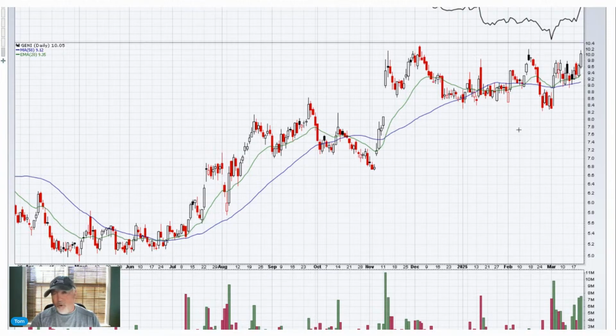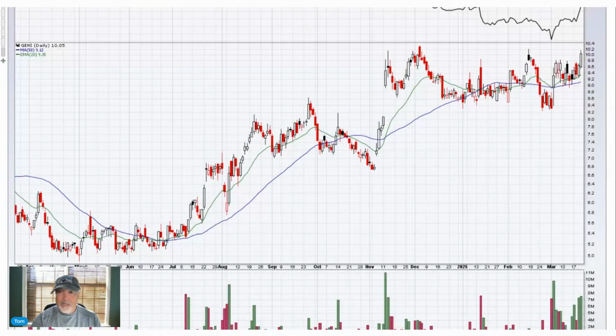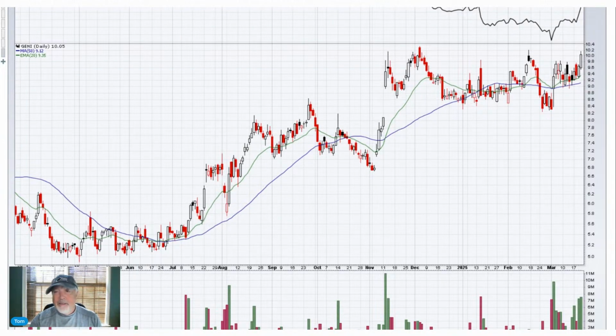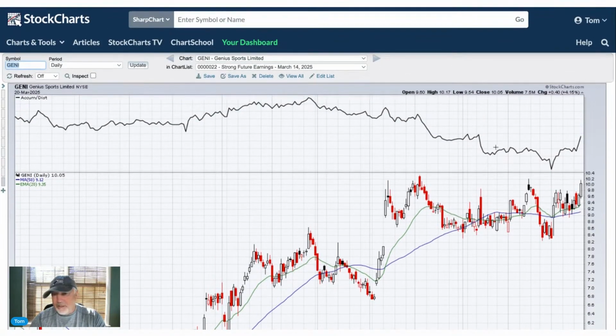Now, stocks on the strong future earnings chart list are not annotated, so don't do anything to the charts. We just provide the stocks, and then you can take a look. Now, I usually like to look at the AD line, and you can see during March, we've really seen a pickup in the accumulation distribution line of Genius, GENI.